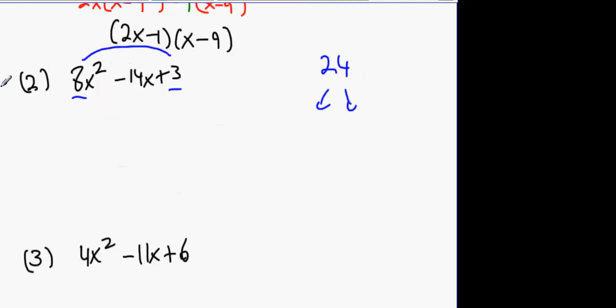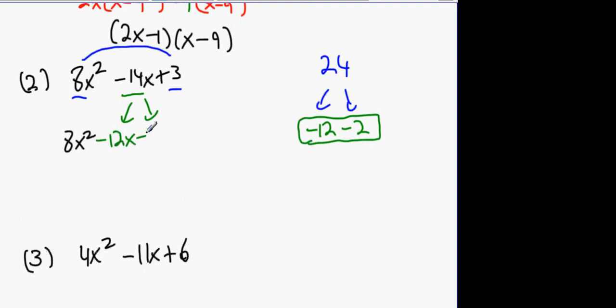So what numbers do you want in the middle? You want minus 14, so would that be 12 and 2? Minus 12 and minus 2 is perfect. What's your next step? Do you put it in the brackets? Not just yet, that's the next step. What do you change minus 14x into? You change it to minus 12x minus 2x, perfect.